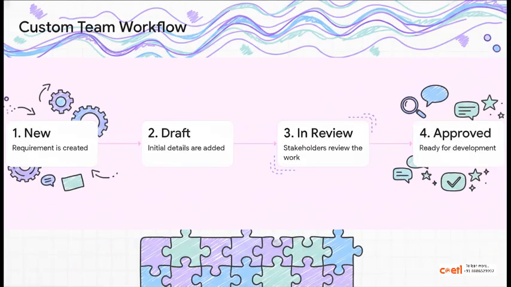But this is where Jira's real power comes out. It's so flexible. Because let's be real, very few teams work in just 3 simple steps. So you can create custom workflows that perfectly mirror your team's unique process. This example here shows a more detailed flow with specific stages for drafting an idea, getting it reviewed, and then finally getting it approved before a single line of code is even written.